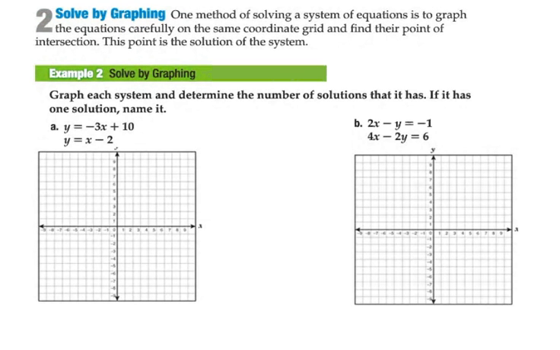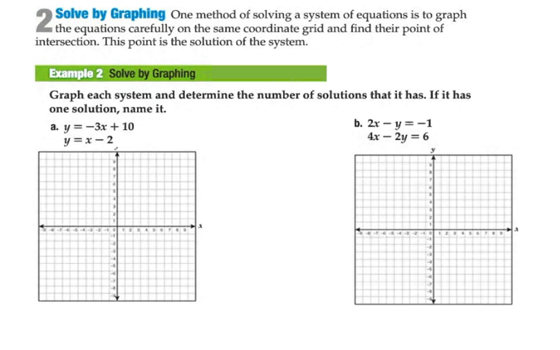So one method of solving a system of equations is to graph the equations carefully on the same coordinate grid and find their point of intersection. Again, this point is the solution of the system. So that's what we're going to do carefully with our rulers. Graph each system and determine the number of solutions that it has. If it has one solution, we're supposed to name it.